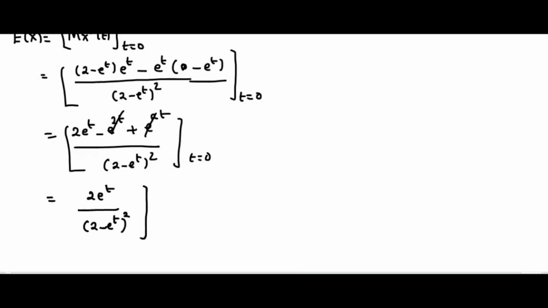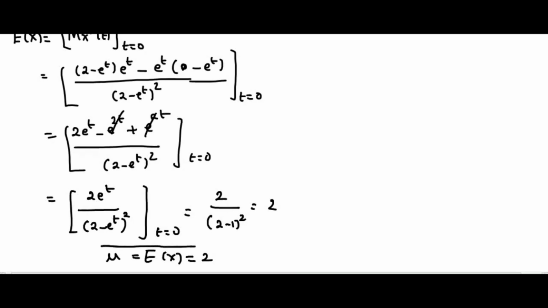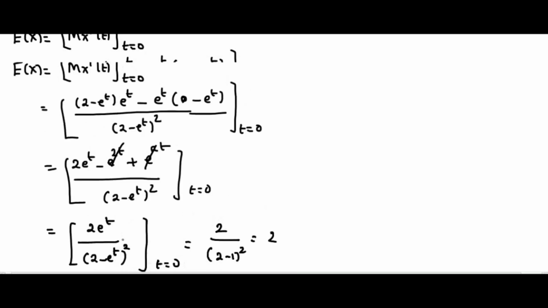So this is called the Mx dash of t value. If we substitute t equal to 0, we get e power 0, so the numerator is e power 0 which is 1, and the denominator is 2 minus 1 whole square. That is equal to 2. Therefore expected value of X equals 2. It is denoted by mu. So the mean value is 2.